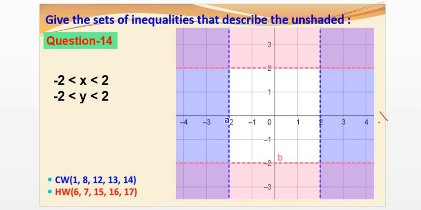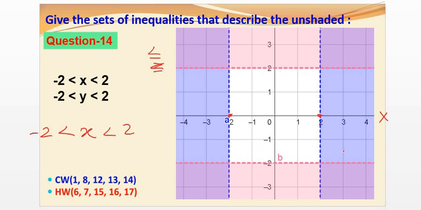This is the x-axis, and clearly these are the limits for x. It's vertical, so x will be between -2 and 2. So you will say x is greater than -2, and here x is less than 2. You will not say less than or equal to or greater than or equal to. None of these symbols will be used because these are dotted lines.